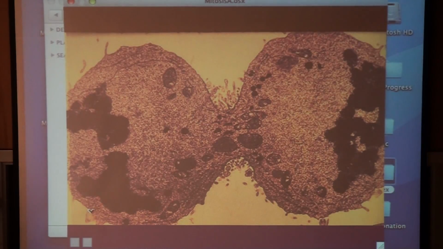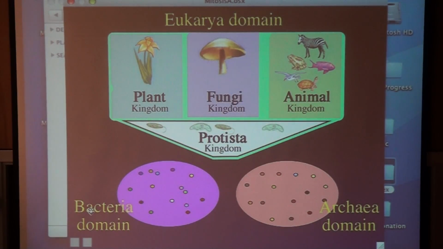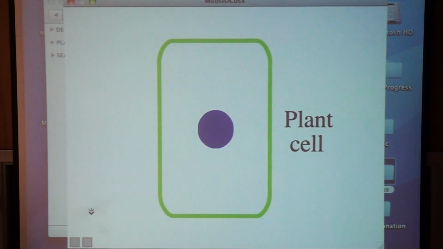In any event, as far as plant cells are concerned, it is the same basic pattern, nuclear division followed by cytokinesis, but their cytokinesis doesn't have a cleavage furrow. Can anybody hazard to guess why not? Cell wall. That's the problem, because animal cells don't have a cell wall, so they can't pinch in their membrane to make a cleavage furrow. But plants don't have that option because they've got that cell wall.